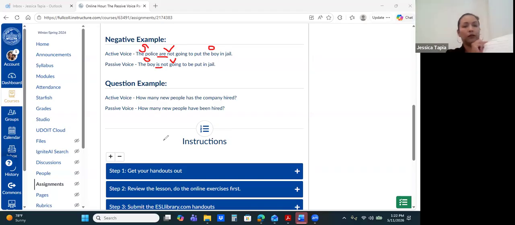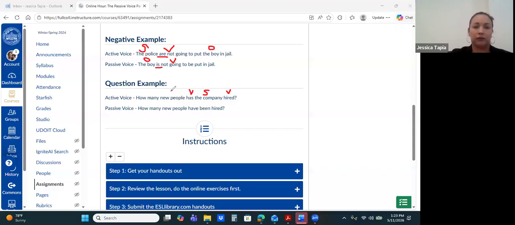And then we've got the question forms, right? The question example: How many people has the company hired? Or the passive voice: how many new people have been hired? So here, because it's a question, it gets turned around, right? So because it is a question, the company is the subject. The verb is kind of split. So it has hired, right? And we have to split the verb because we are moving the auxiliary over here because it's a question, and that's how you write a question.